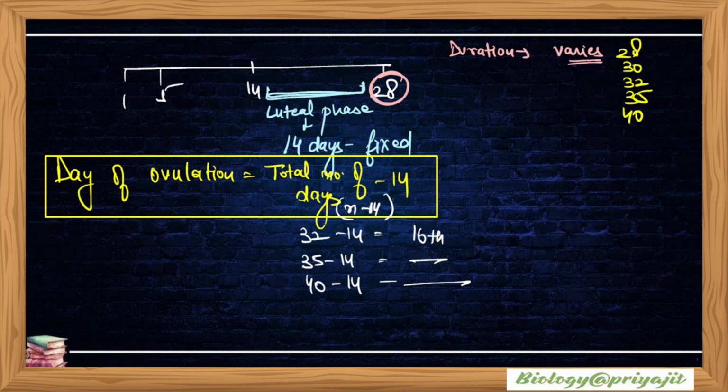In a 28 day cycle, the luteal phase, that is the last 14 days, is fixed. So the day of ovulation is the total number of days minus 14. That is, 32 minus 14 is the 16th day, and 35 minus 14 is the 19th day, and so on. So the duration of the menstrual cycle varies between 28, 30, 32, 35, 40 days, etc.